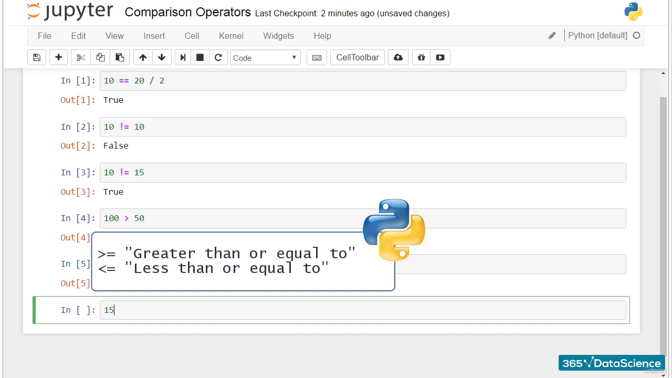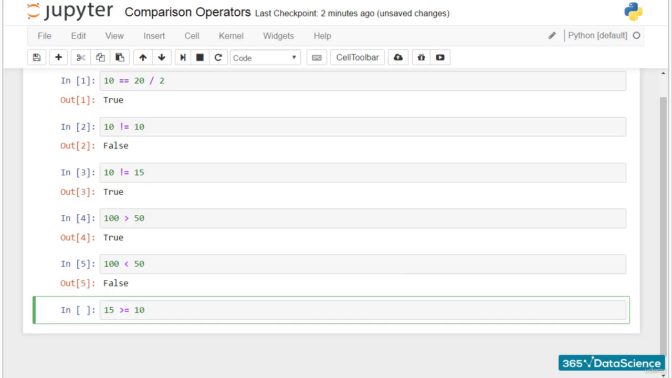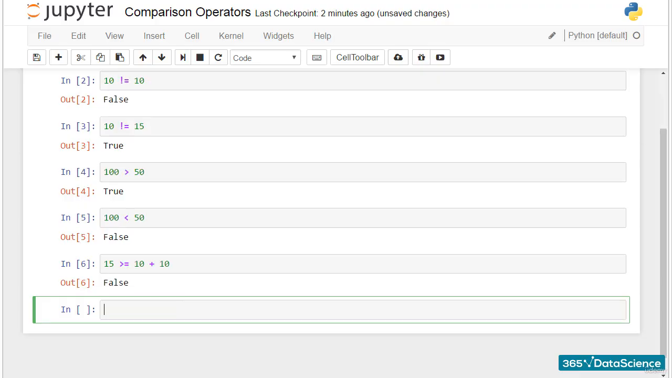Don't forget that on the right side of the operand, we are not limited to providing only one number, like 10. We could insert an expression, like 10 plus 10. So is 15 greater than or equal to 10 plus 10? No. Is 15 less than or equal to 10 plus 5? Well, that is true. Great!